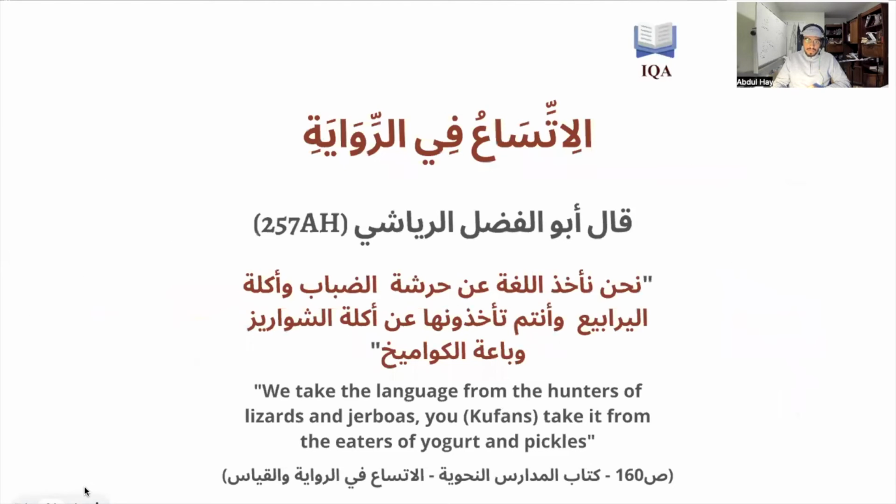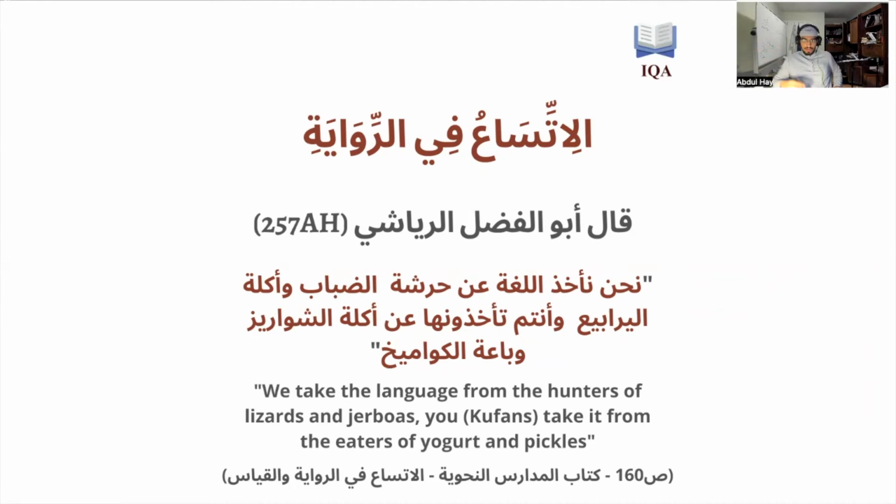Ittisāf riwayat. We have a statement from Abu Fadl al-Riyashi, who was a great scholar of Basra. He says, we take language from the hunters of lizards and eaters of gerbois, and you take it from the eaters of yogurt and pickles. And a lot of this information is taken from Kitab al-Madaris al-Nahwiyya. So Abu Fadl al-Riyashi is pretty much dissing the school of Kufa by saying that we, the Basriyun, take the language from the hunters of leopards, lizards, and gerbois.